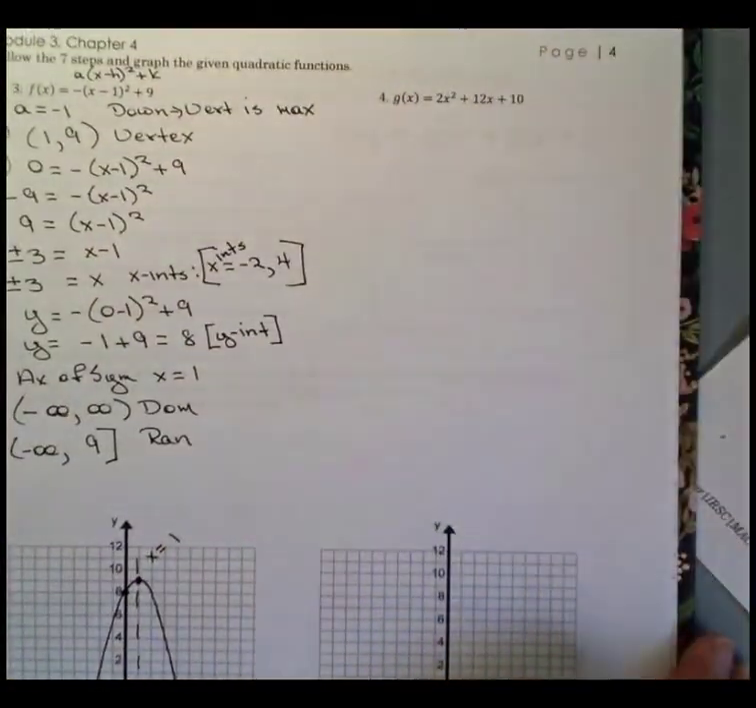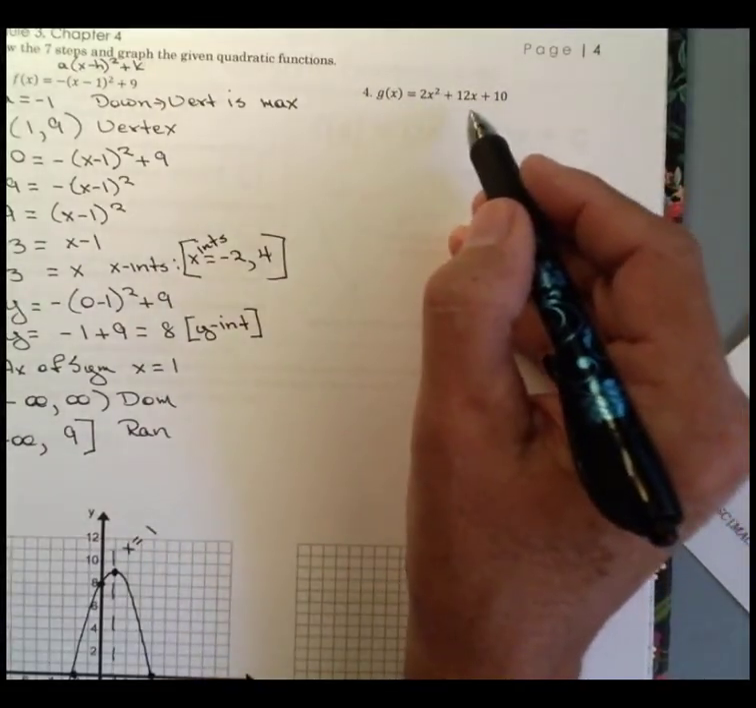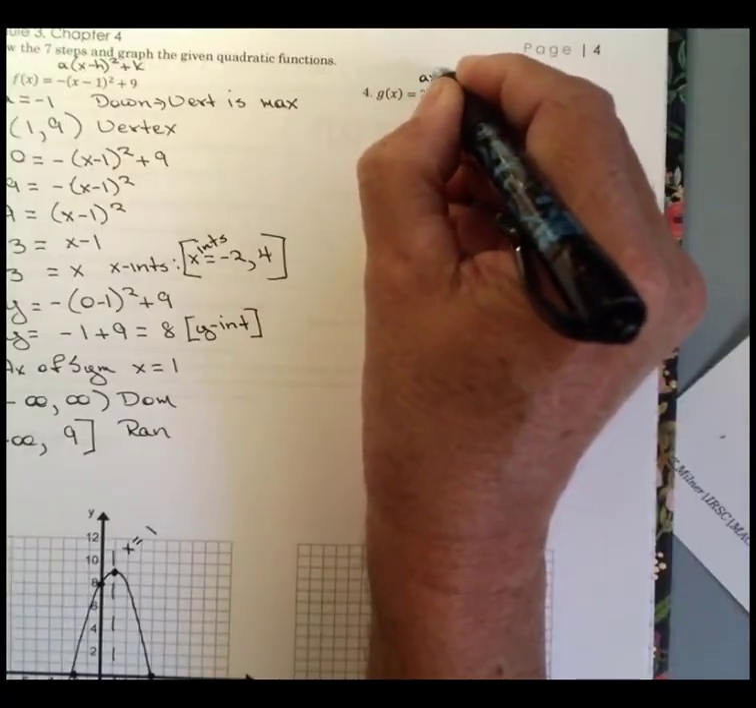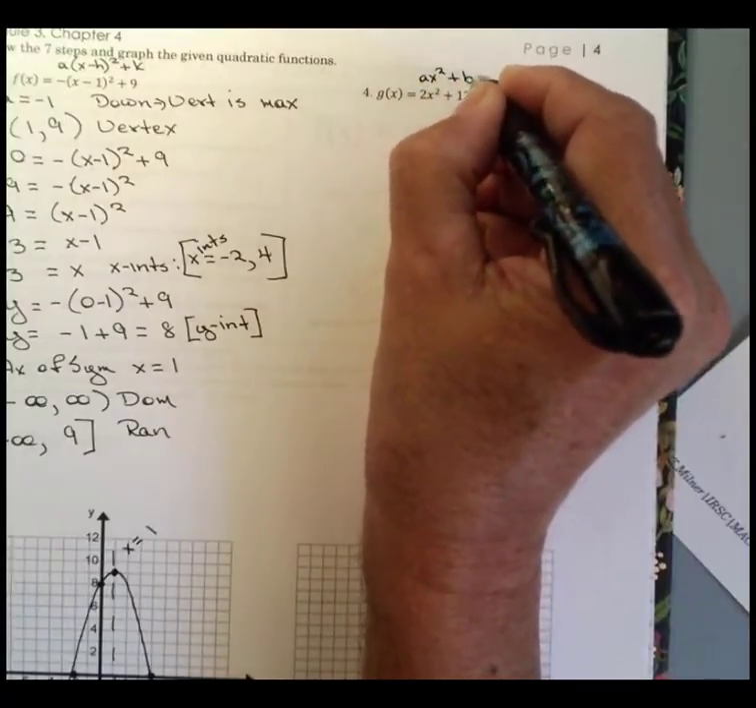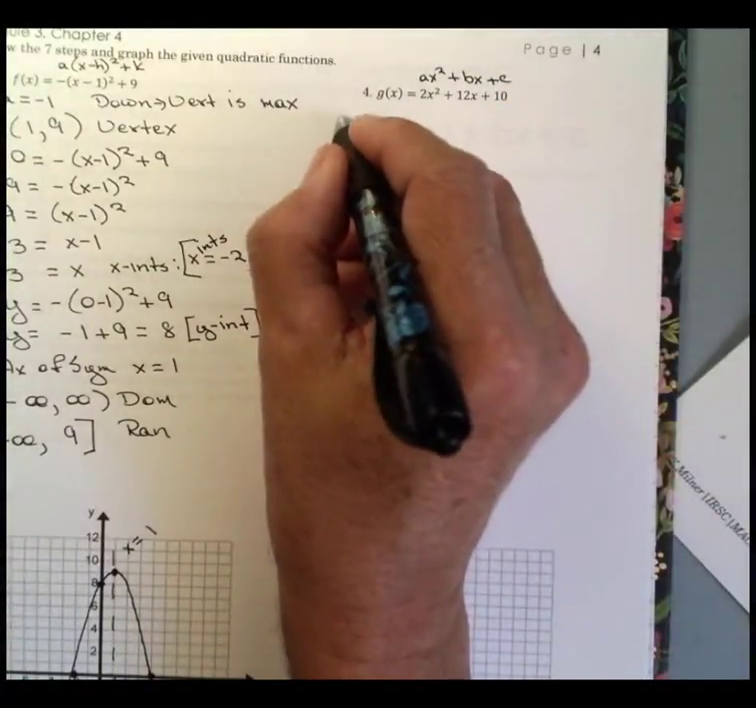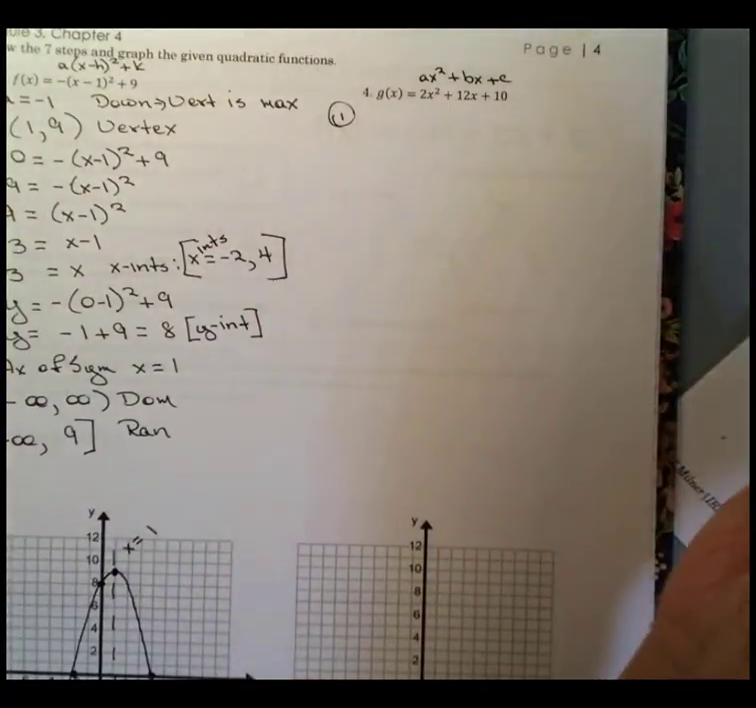Question number 4, the next one we have is one that's in the non-standard or the general form. So I'm going to work with it like that. And I'm going to write that form of the equation above it, just so you can see it. And the first question, of course, is this parabola pointing up or down?